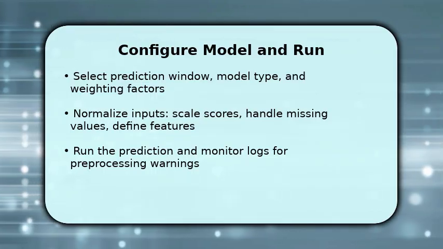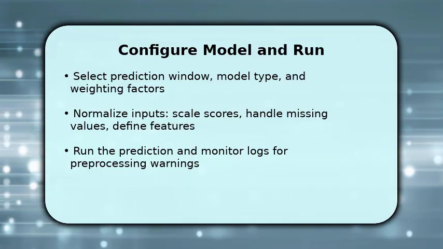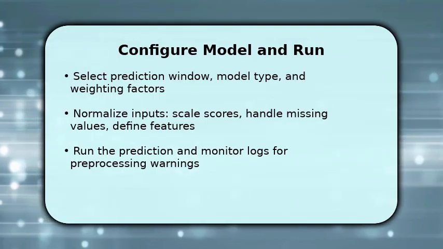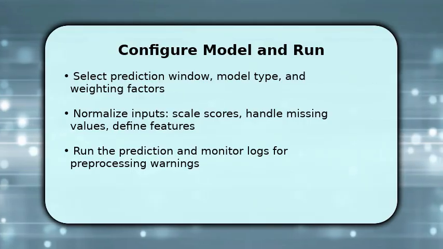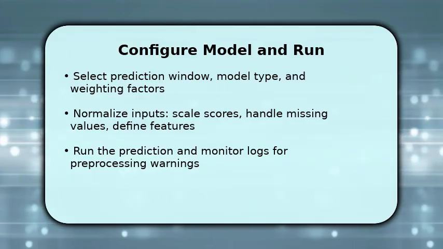Then kick off the run and monitor the processing logs. Pay attention to warnings about outliers or dropped rows. If you see performance metrics during the run, note them to compare model variants later.